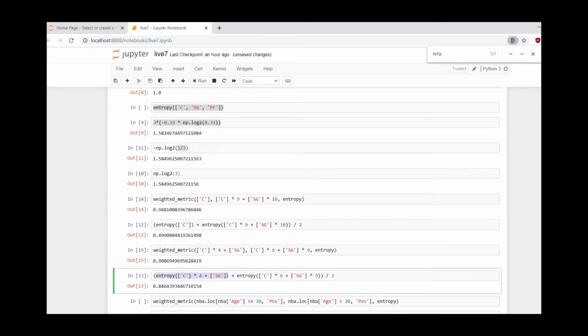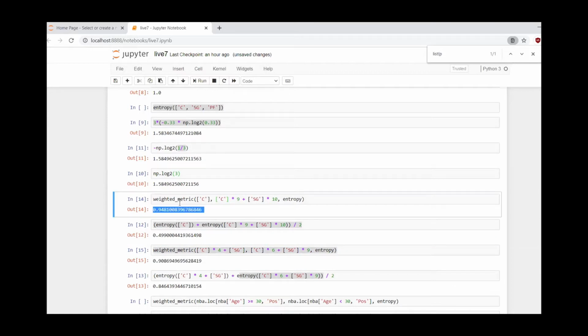So this is why we might want to use something like weighted entropy, because although this left node isn't as good in terms of entropy as this node, because this has 4 centers and 1 shooting guard, this only has 1 center, so this has entropy 0. This has entropy that's greater than 0. But because I'm splitting more nodes here on one side, you generally can think of this as a better split than this. And you can see that when I do the weighted entropy calculation, this split is better than this split. So that's one reason why you'd use weighted entropy as your loss function where you're determining a split.